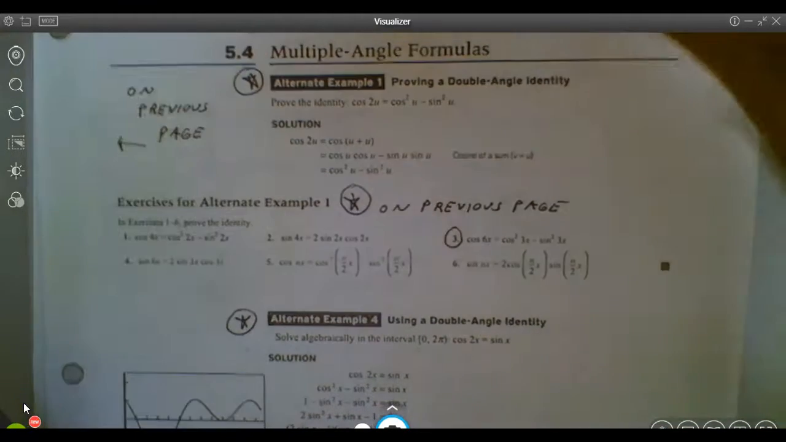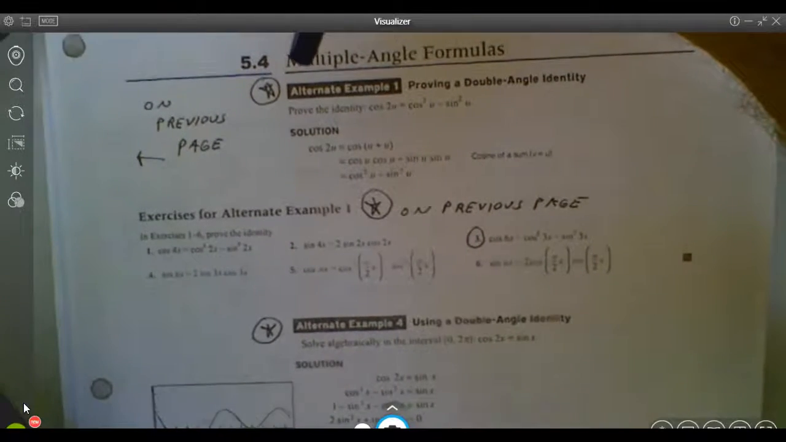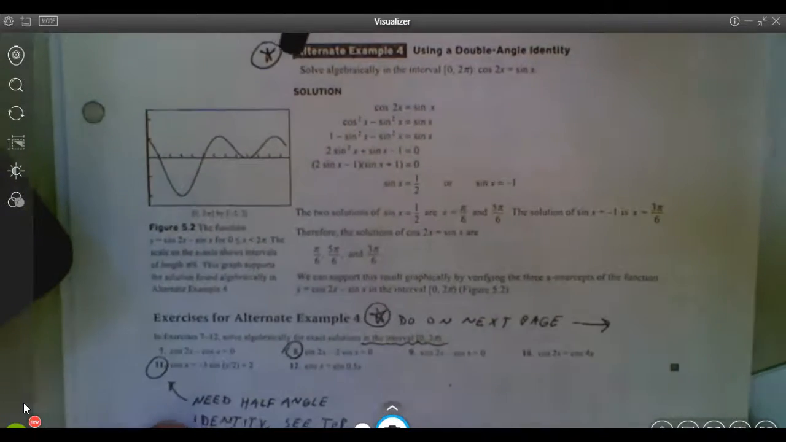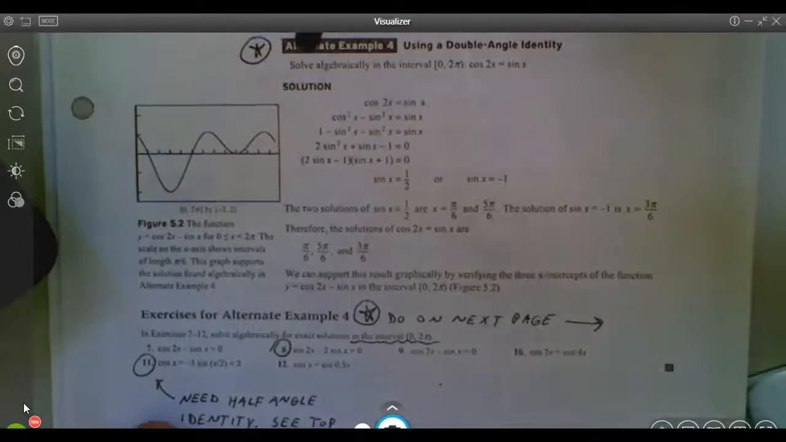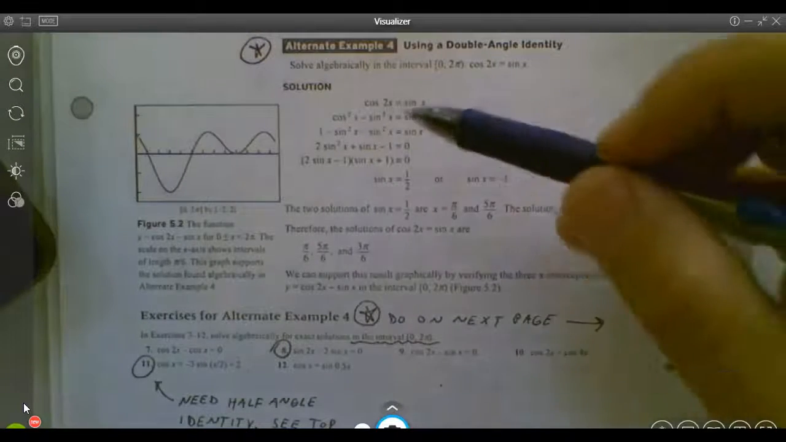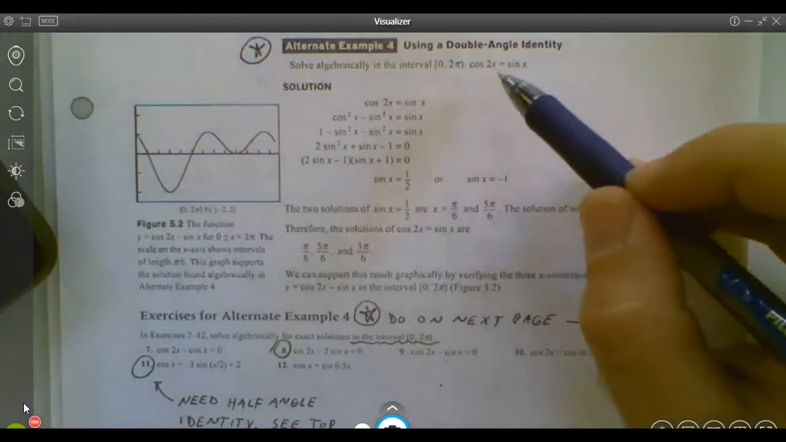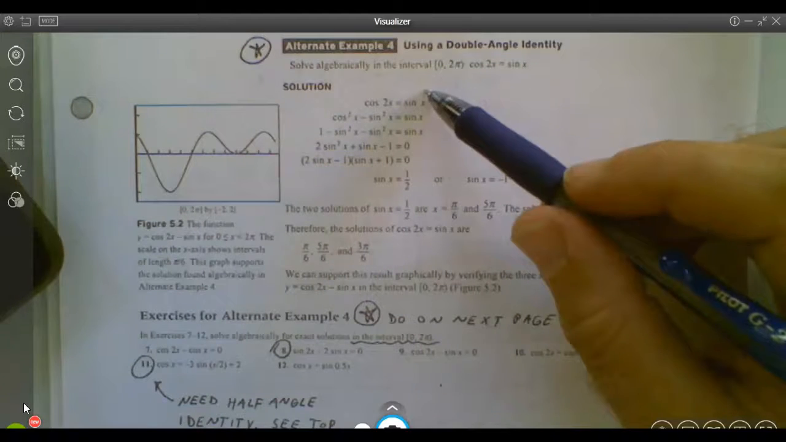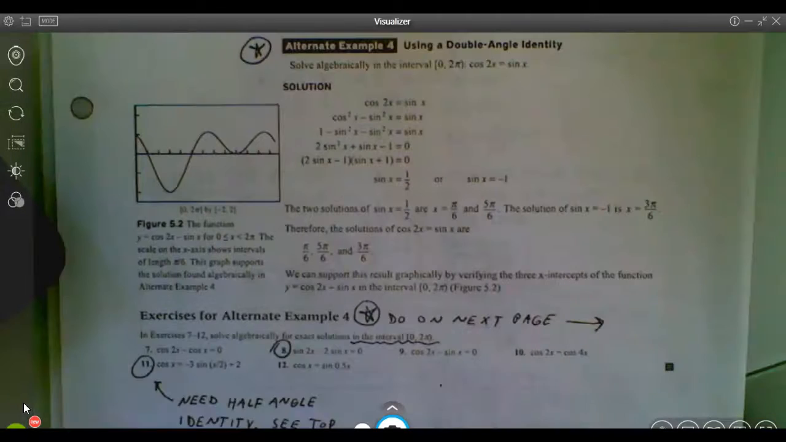So in our previous chapter, we started working on solving trig equations. And so we're now using these identities that we've learned to solve equations. So here's the equation that we are starting with. Cosine of 2x equals the sine of x. They want us to find any answer within the interval from 0 to 2 pi, including 0.